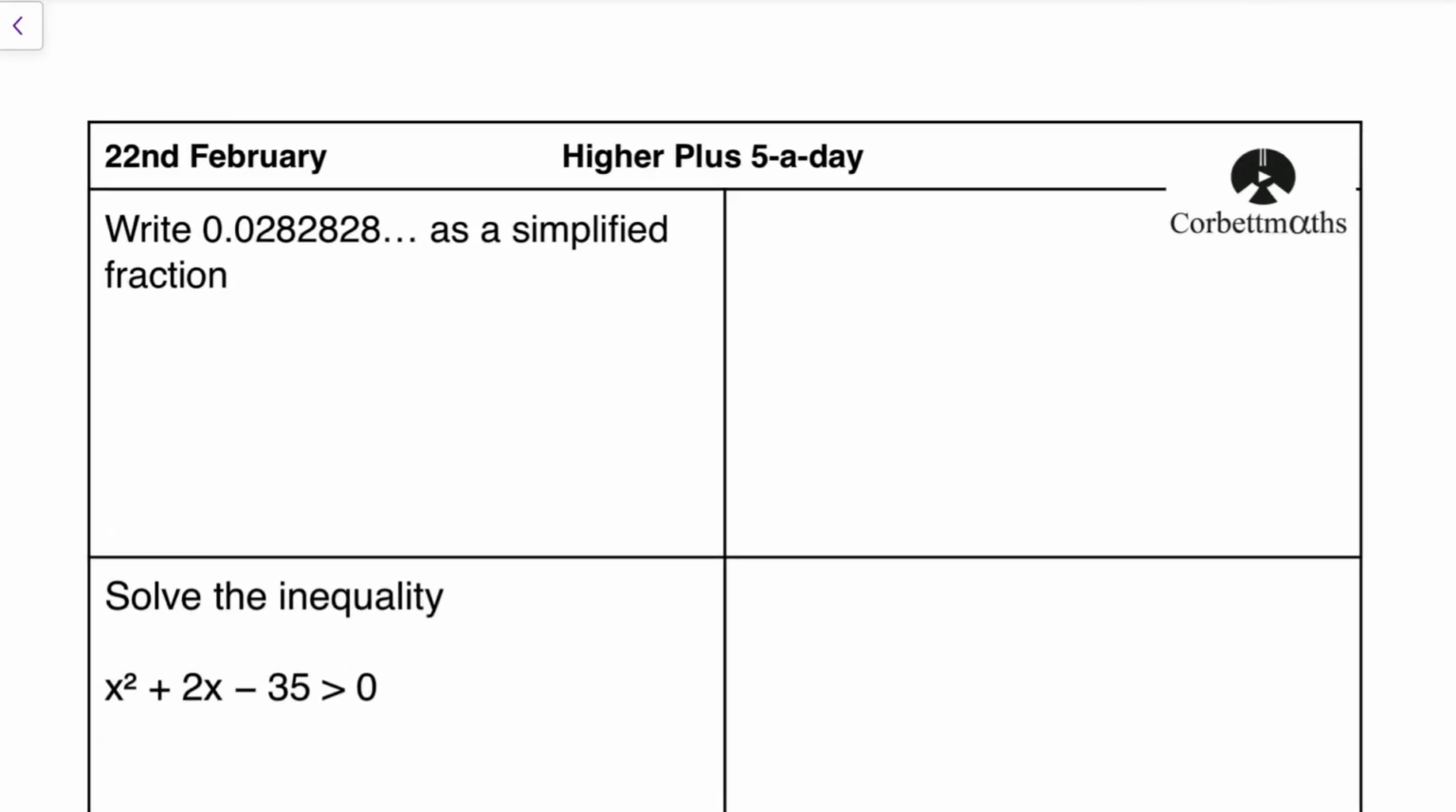Right, 0.0282828 as a simplified fraction. What threw me slightly is I don't see this question ever with a 0 there, so that's the same question as we always do, but it's just slightly different, isn't it? Anyway, let's write this down.